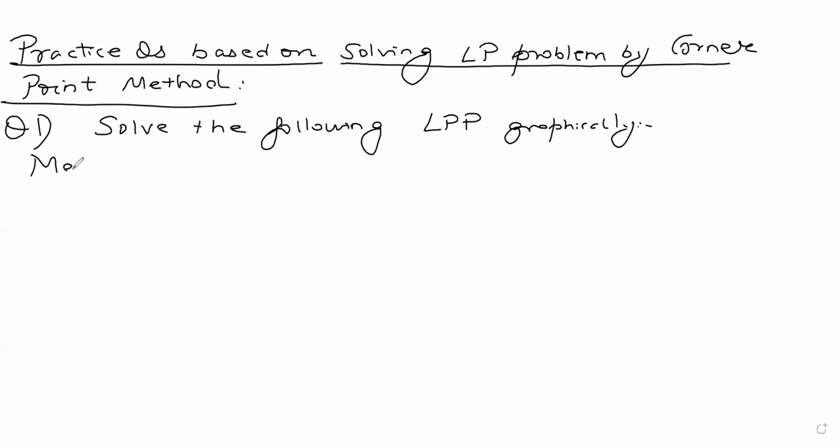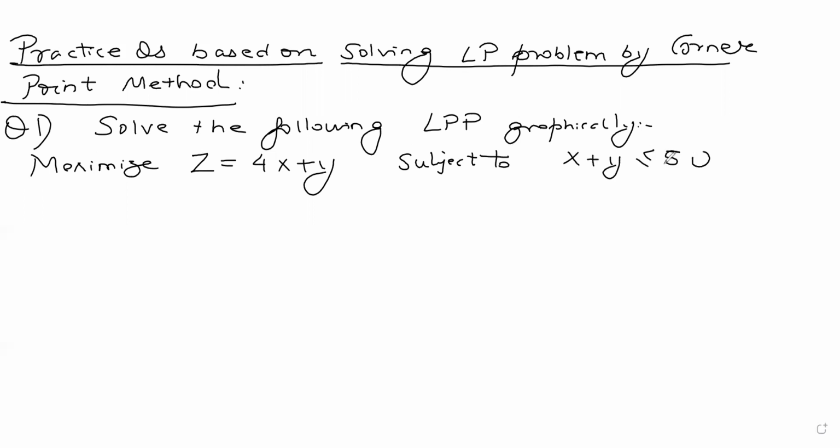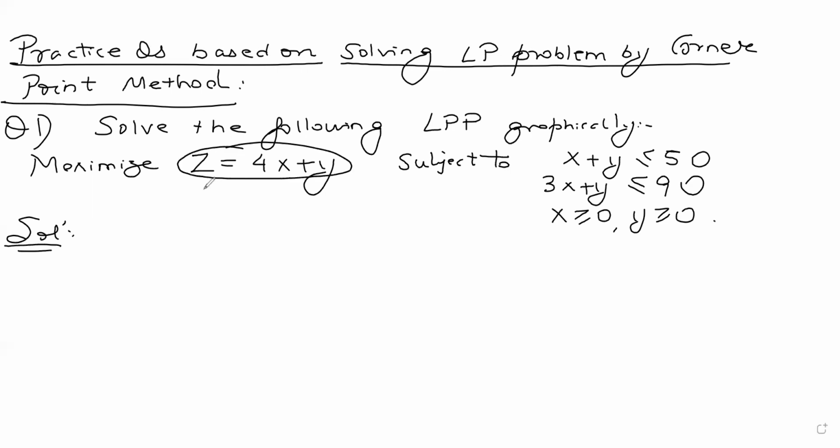Okay, so we are given: maximize Z equal to 4x plus y subject to the following inequalities: x plus y less than or equal to 50, 3x plus y less than or equal to 90, x greater than or equal to 0, y greater than or equal to 0. So guys, first of all, you can clearly see that this is my objective function and these are all my inequalities, or I can say my constraints.